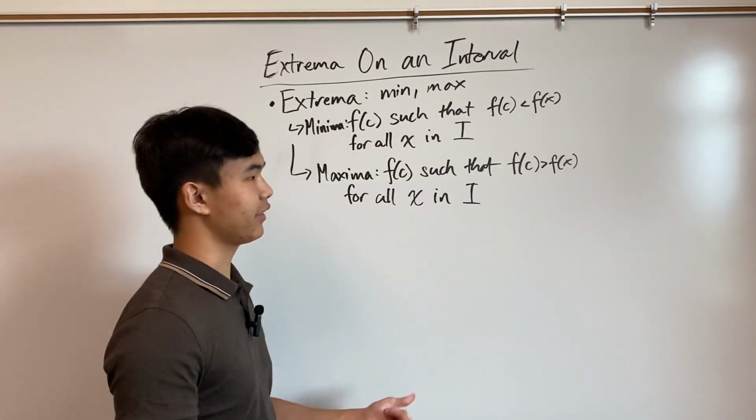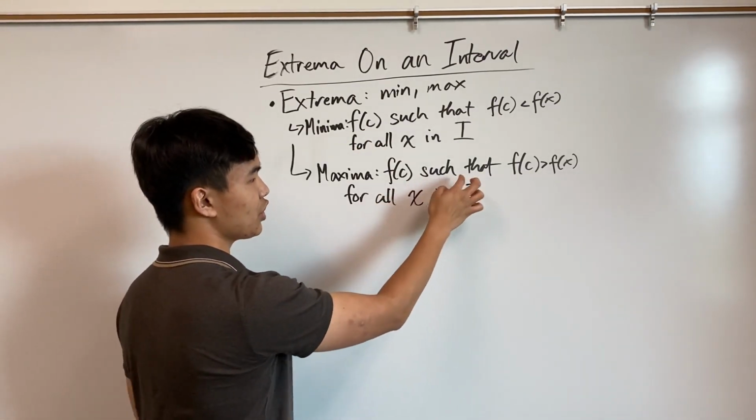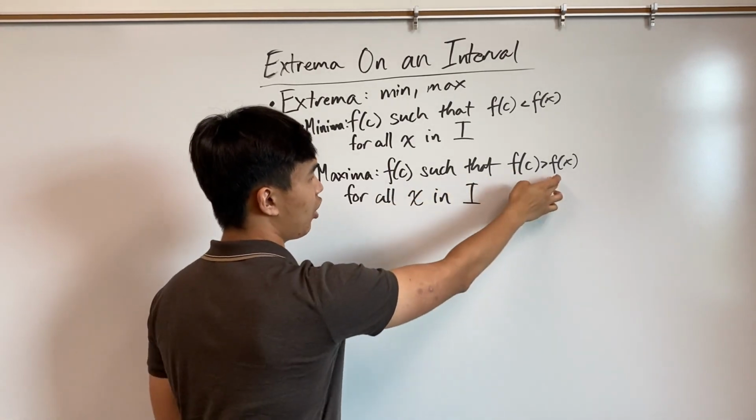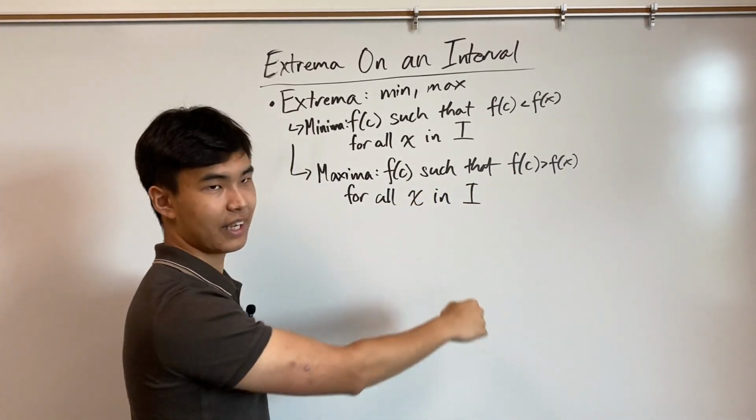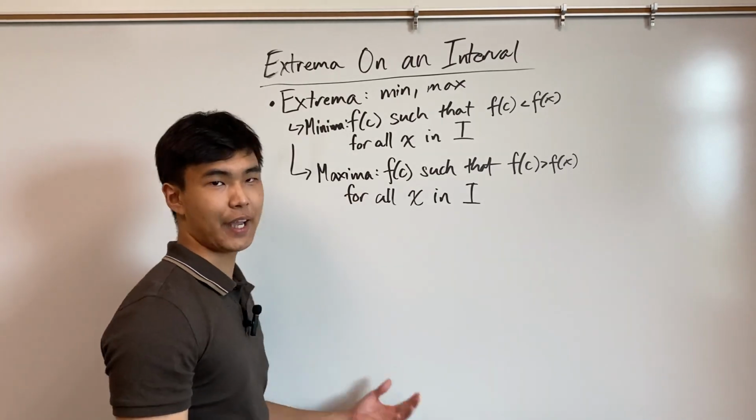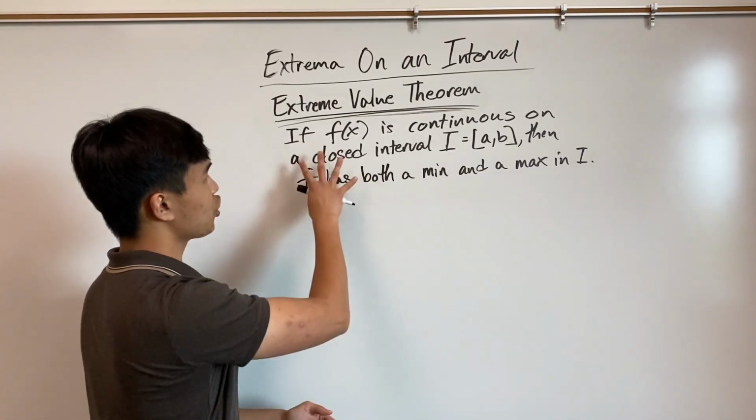Maxima are defined exactly the opposite. They're function values such that this value is the greatest of all function values in the interval I. So a maxima is just the highest point on a graph. This leads us to the extreme value theorem.